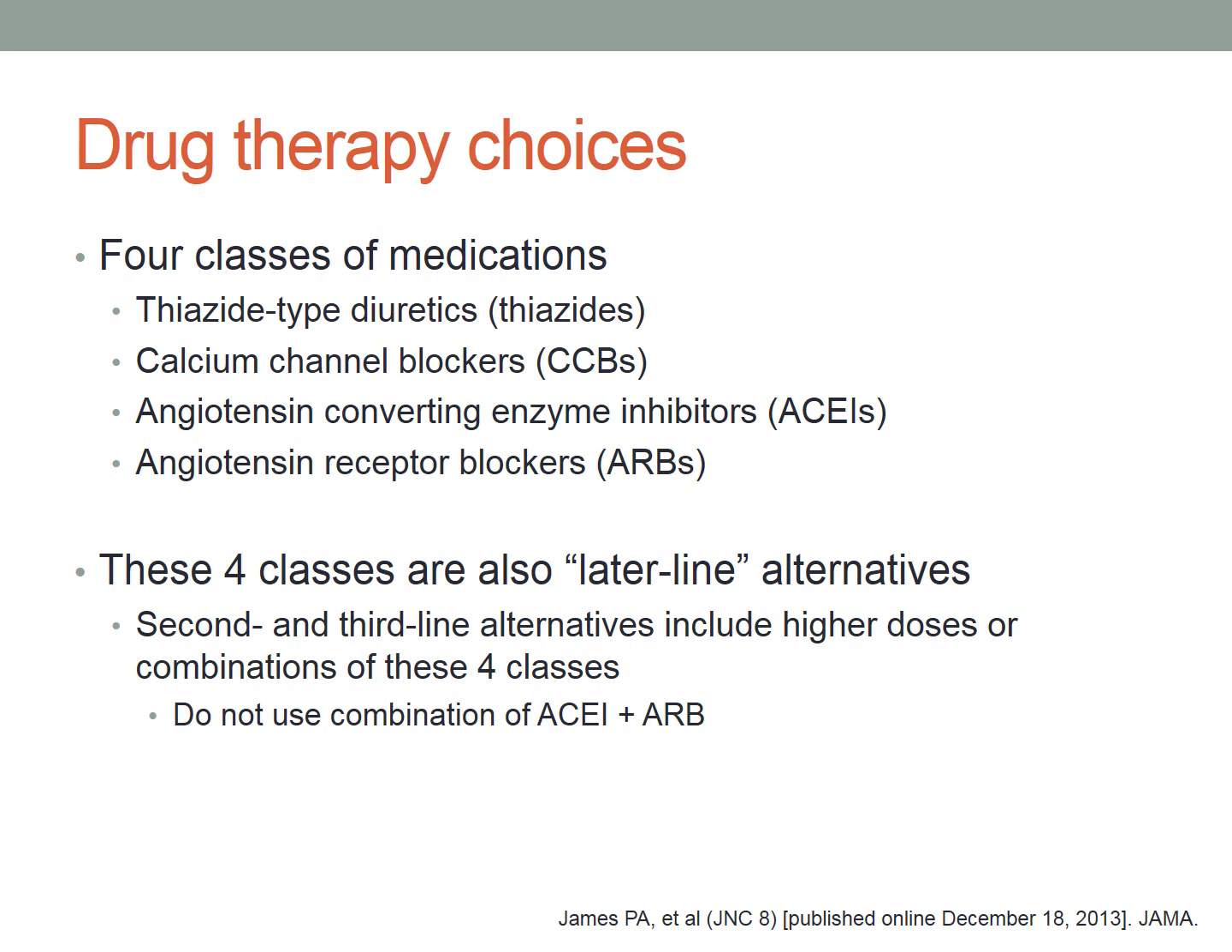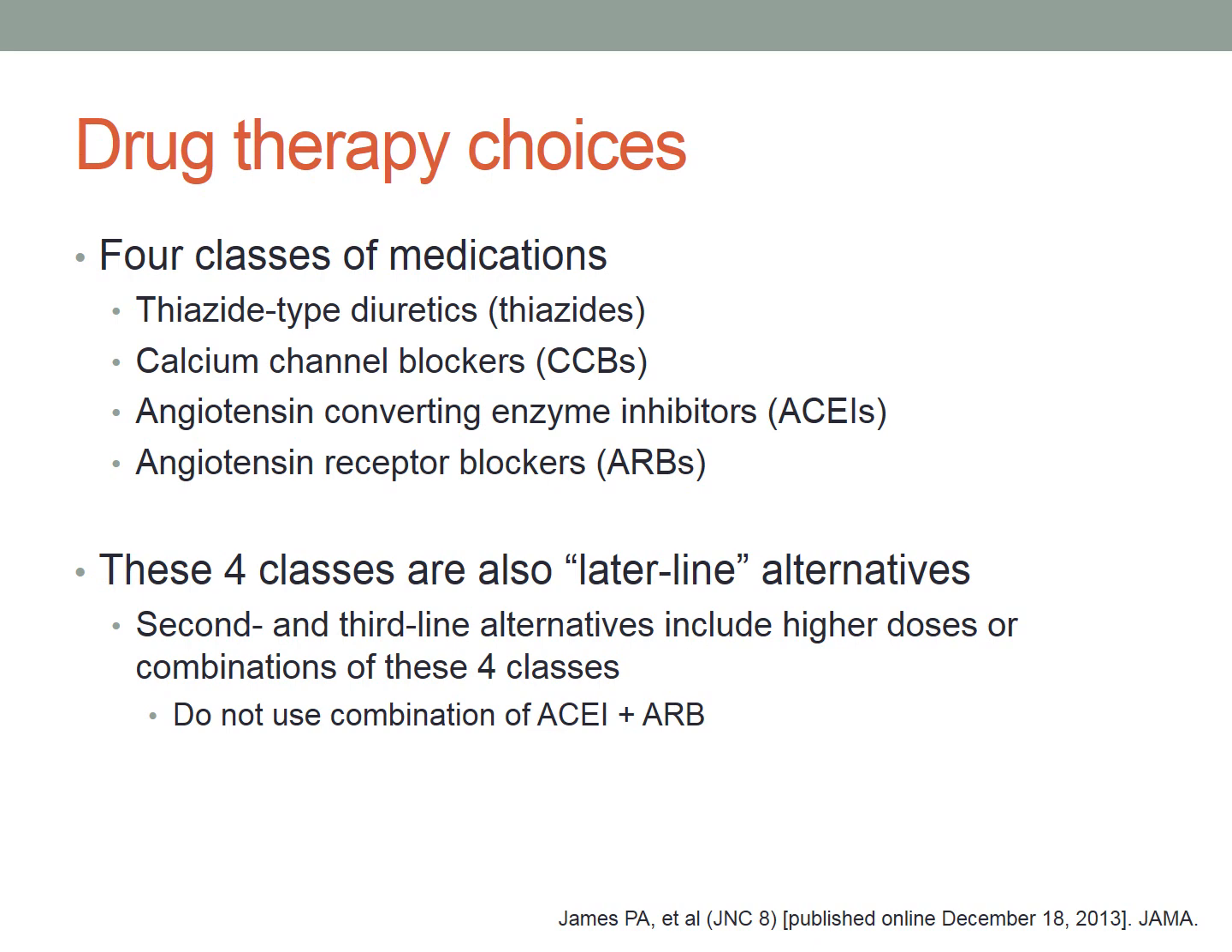So the guidelines identify 4 classes of medications to be used as initial and later line drug therapy. The 4 classes of medications include thiazide-type diuretics, or thiazides, calcium channel blockers, angiotensin-converting enzyme inhibitors, or ACE inhibitors, and angiotensin receptor blockers, or ARBs. I should point out that there are other types of diuretics, so you should be able to differentiate between the different types of diuretics, and the guidelines specifically mention thiazide-type diuretics as one of these 4 classes of medications.